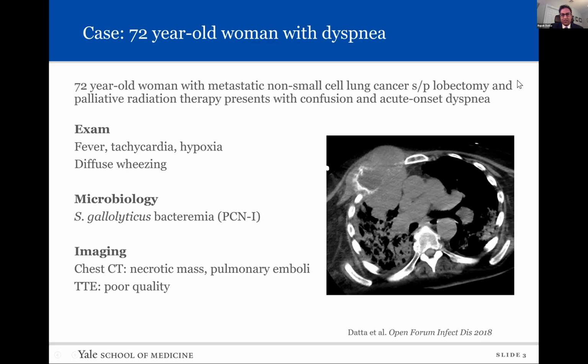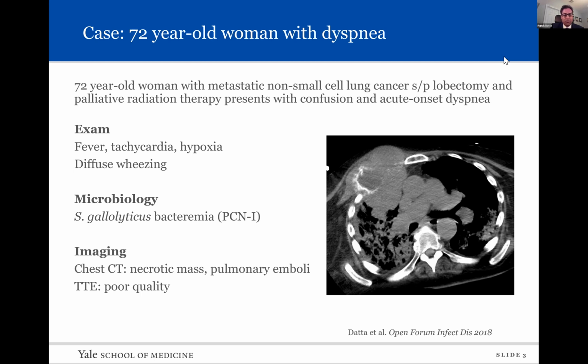What I'd like to do is start with a case that may highlight some of these challenges, many of which you might be familiar with during your own clinical experience. This patient was one of several described in a case series published in Open Forum Infectious Diseases that highlighted some of the challenges in managing terminal infections in older adults with complex conditions. This was a 72-year-old woman with metastatic non-small cell cancer. She had undergone lobectomy and palliative radiation therapy, and she was ultimately hospitalized at Yale New Haven Hospital with confusion and acute onset dyspnea. At the time of our initial evaluation, she was febrile with a temperature of 103, tachycardic and hypoxic with a new oxygen requirement of 3 liters. She was in clear respiratory distress with diffuse wheezing noted on her physical examination.